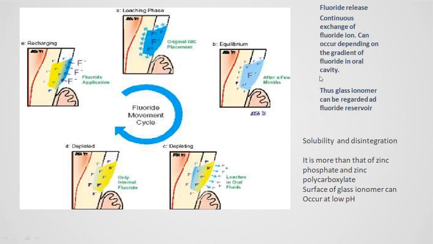Despite these properties, the glass enamel cement tends to leach in the presence of water and disintegrate in the oral environment. It has more solubility than zinc phosphate and zinc carboxylate, hence it is considered as an intermediate restoration.